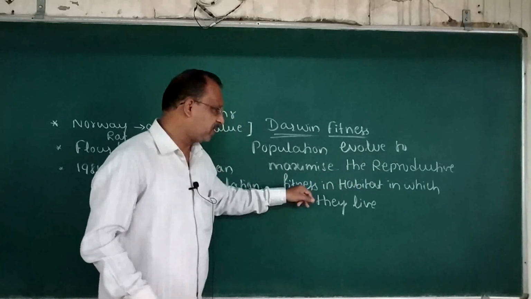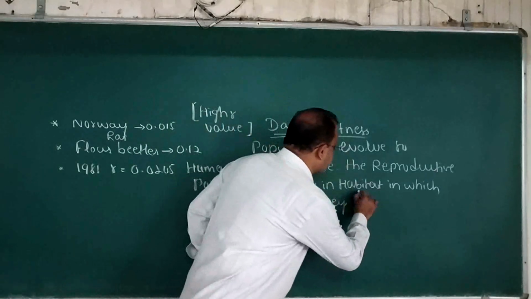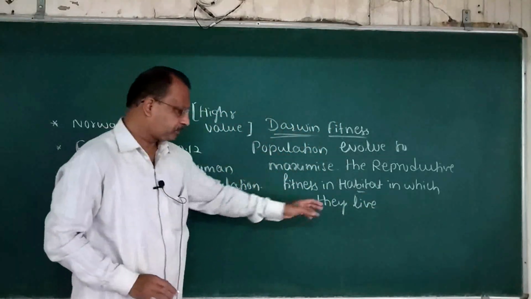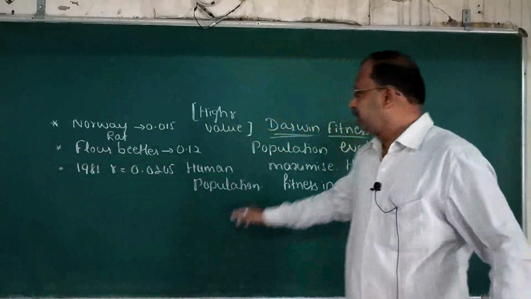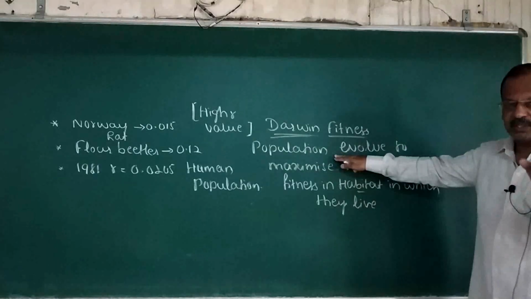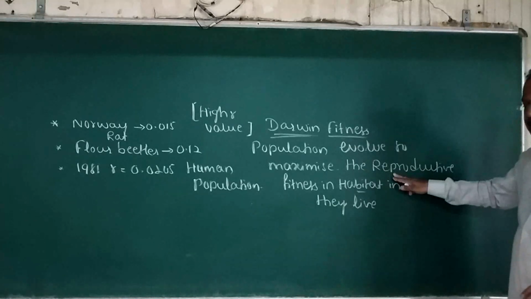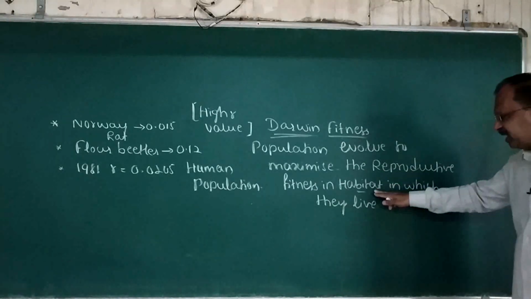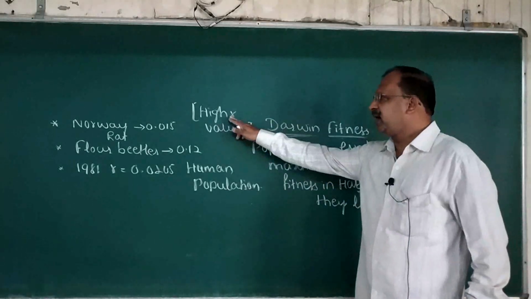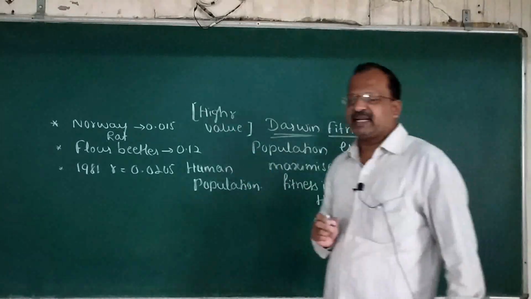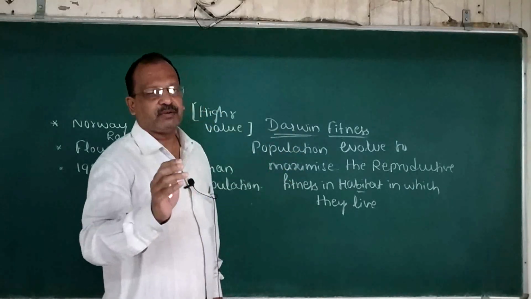The reproductive fitness is also called Darwinian fitness. Habitat is nothing but a dwelling place in which they live. Look over the definition: populations evolve to maximize their reproductive fitness in the habitat in which they live. Maximize is nothing but high r value, intrinsic rate of natural increase. This is what is known as Darwinian fitness.